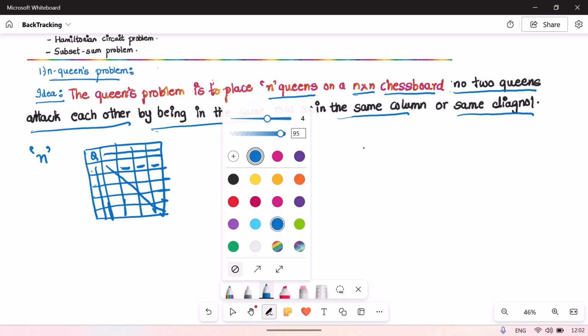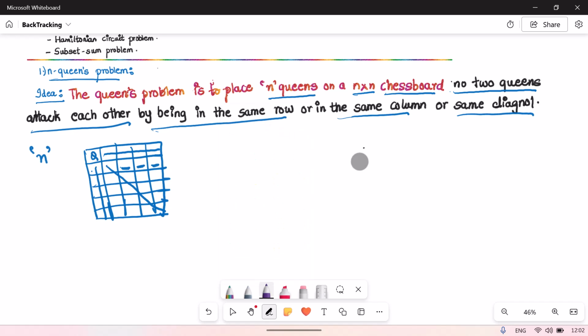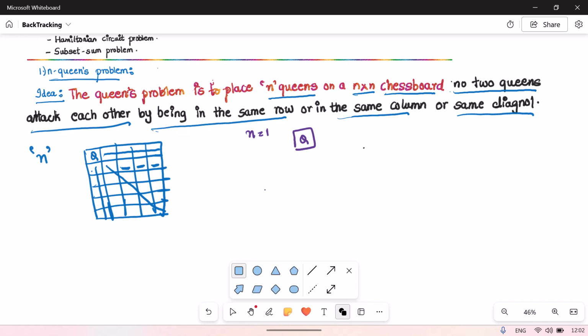Okay, now let us look at some of the examples here. See, if n is 1, that means there is only one queen. So the chessboard is also 1 by 1, and you can place your queen here. It might be a valid solution because there is no attack happening, but 1 is usually not considered.